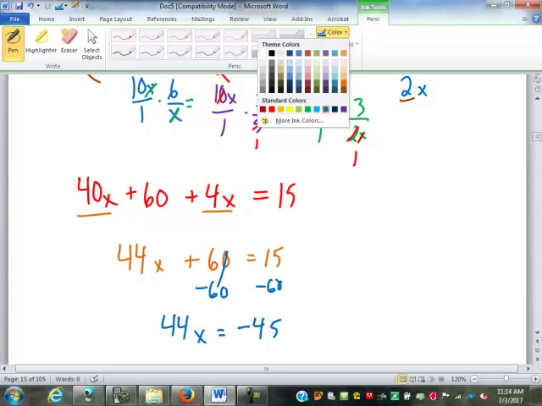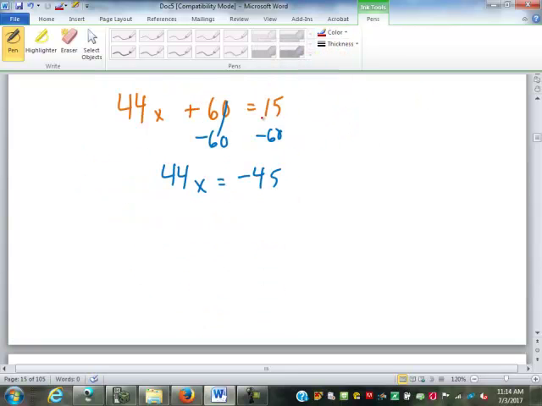And then divide by 44, which gives you negative 1 and 1/44. There. Yep, that's exactly correct. We divide by 44. x equals negative 45 over 44, or negative 1 and 1/44.